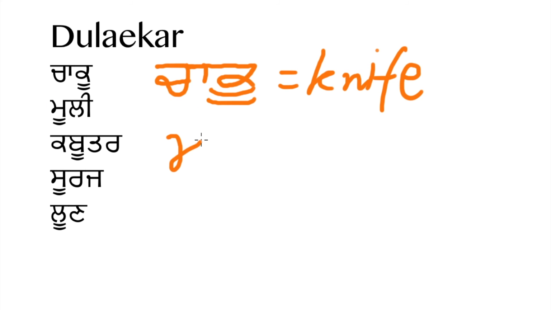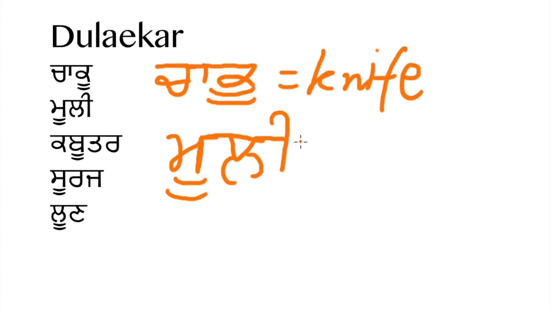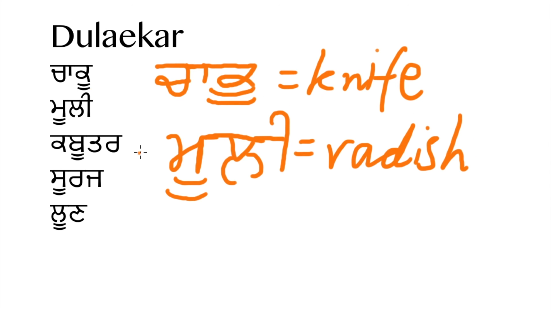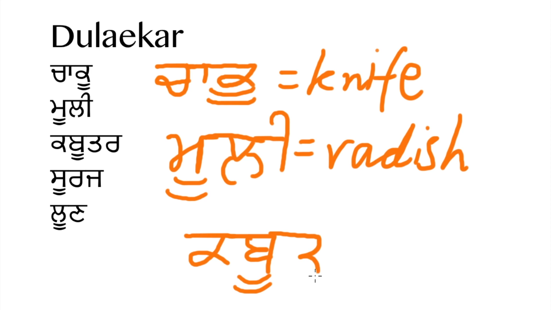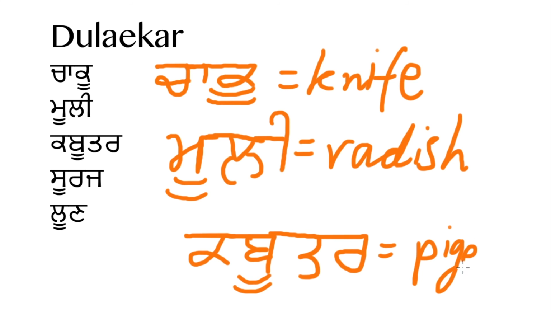Next we have a mamma with the Dulaekar underneath, a lalla, and then a Bihaarii. Muli, which means radish, like radish used in cooking, etc. Quite bad smell if you have muli de pronte, which is a fried bread made with the radish filling. Next we have ka, bu, which is a baba with the Dulaekar underneath, bu, ta, ra, kabutar, which means pigeon. So kabutar is a pigeon.